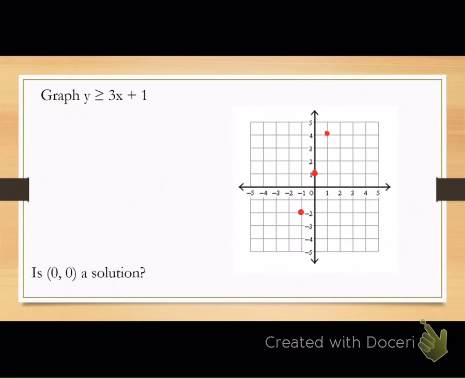Okay, so the first thing we're going to do is just plot some points. Now, I'm not going to connect them yet because I have to ask myself a question. Should my line be dashed or solid, and why? So, Jack, should my line be dashed or solid, and why?